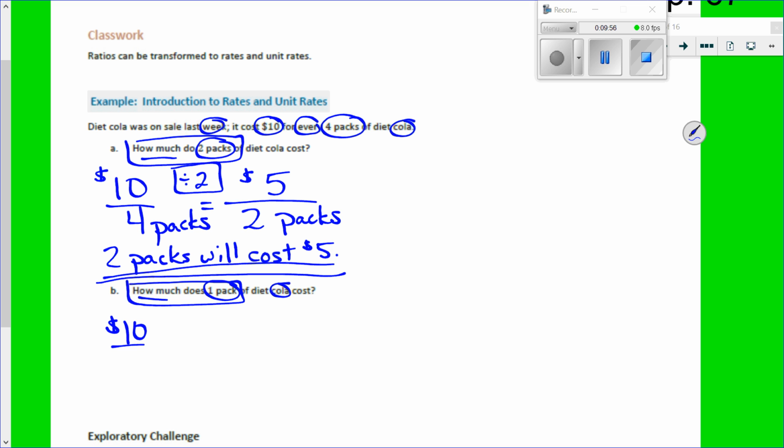So I've got $10 and 4 packs equals, and I just write it out, dollar pack, my magic box. That third piece of information I'm now finding is 1 pack. So where does that one go? On the bottom, because it goes with the packs. How do I go from 4 to 1? Divide by 4. So guess what I do to the 10?